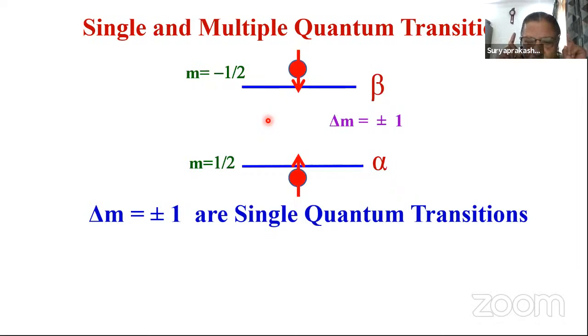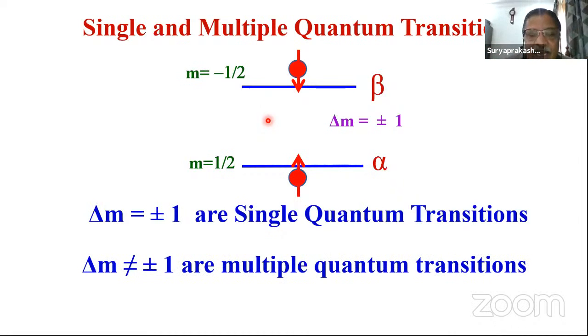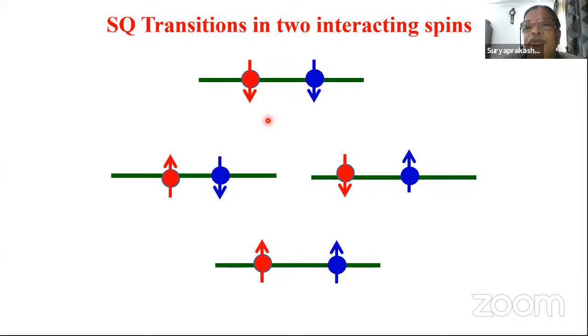So remember, all conventional NMR spectra that you see in day-to-day life when you record your spectrum are nothing but single quantum transitions. They are allowed transitions. Whereas if I take delta M not equal to plus 1 or minus 1, they are not allowed. They are called multiple quantum transitions, also called forbidden transitions in NMR. You cannot detect that. There is no way you can detect it. But there are a lot of uses if I detect that.